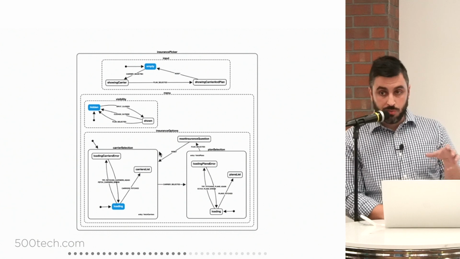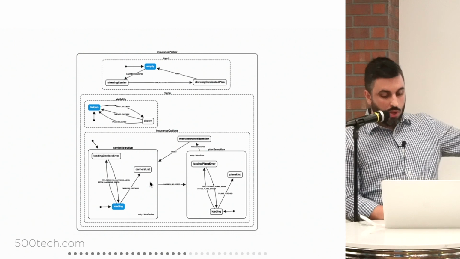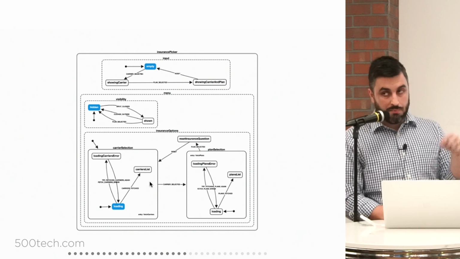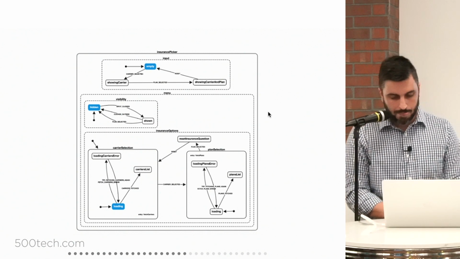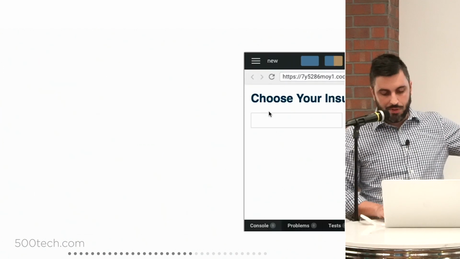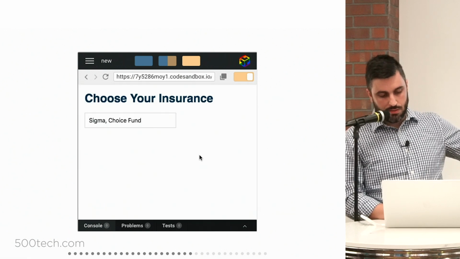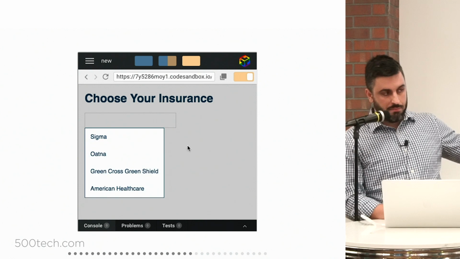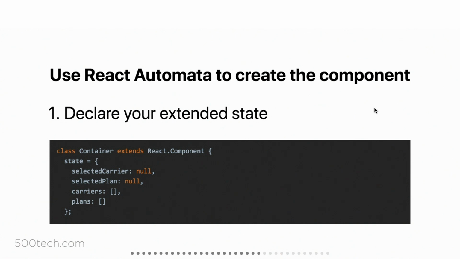And I have the insurance options, which is actually the machine for the contents of the drop-down. They are here, and I even have some loading states because I'm already putting in my state chart the information that I am fetching stuff asynchronously. So this model is the exact model that I'm using in this code here. So this is being generated by that model, and I'm going to show how. I'm going to use a library called React Automata to create the component. I already have my JSON state chart, remember that?